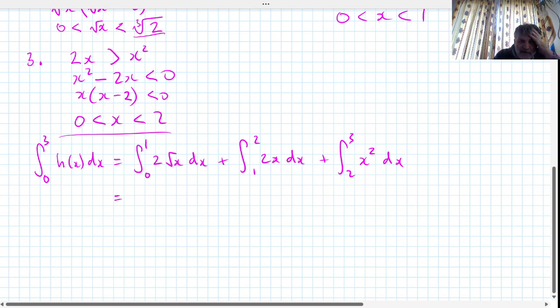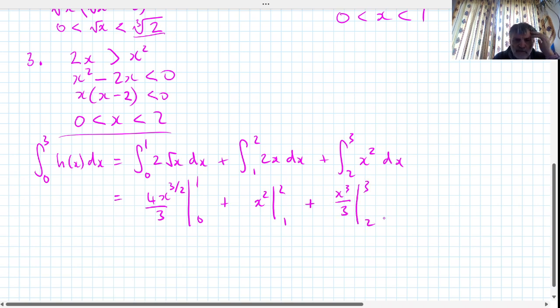This is x to the half, add 1, you get x to the 3 over 2, divide by 3 over 2, same as multiplying by 2 over 3, so you'll get 4 over 3. That's evaluated at 0 and 1, plus x squared divided by 2, so you just get x squared evaluated at 2 and 1, and x cubed over 3 evaluated at 3 and 2.